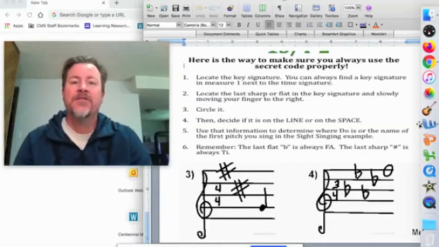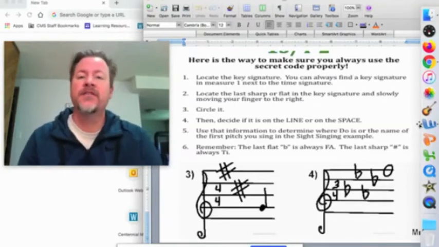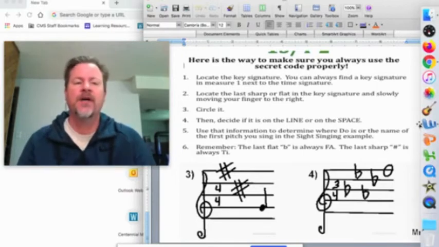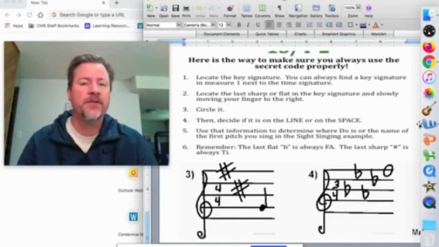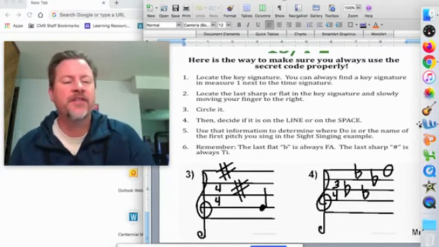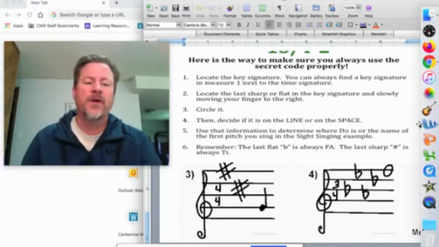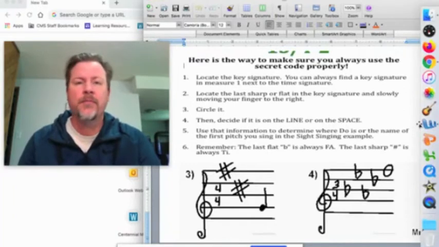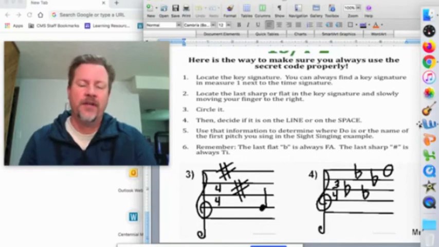Hi, this is tool number 16, the secret code. Until now, we've been looking at the first note of this sight singing exercise to give us the knowledge of how to find do or any other note. So the secret code is a code that tells us how to find do or any other note by using the key signature.